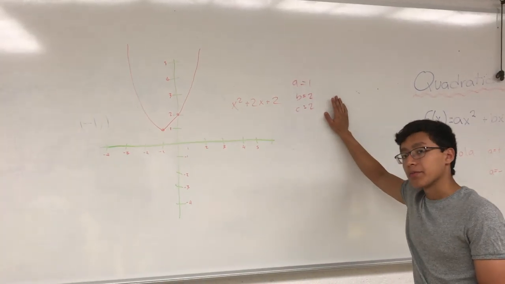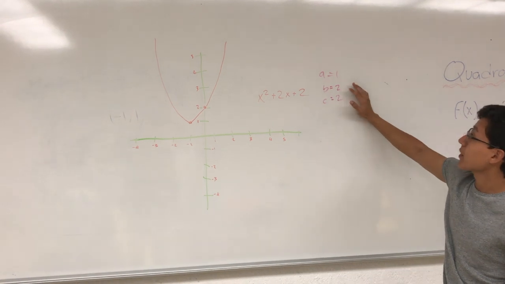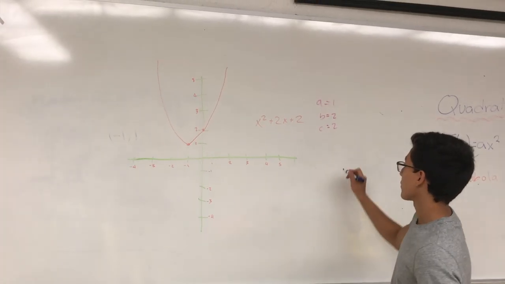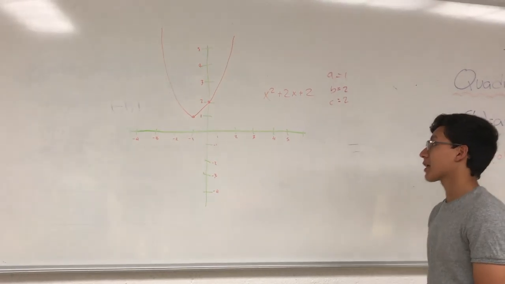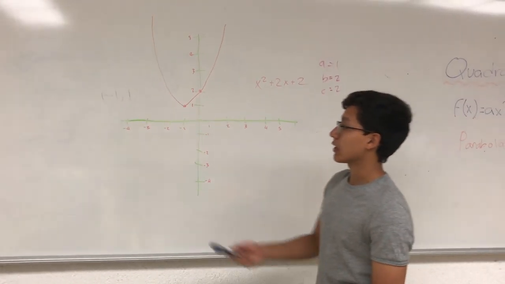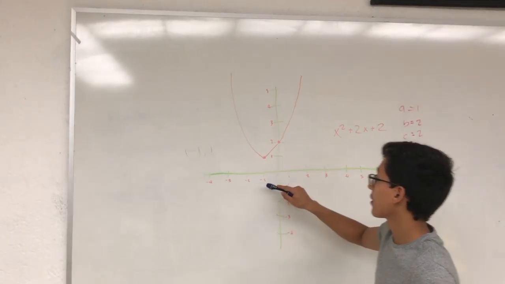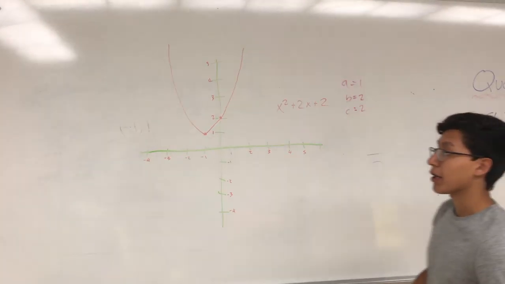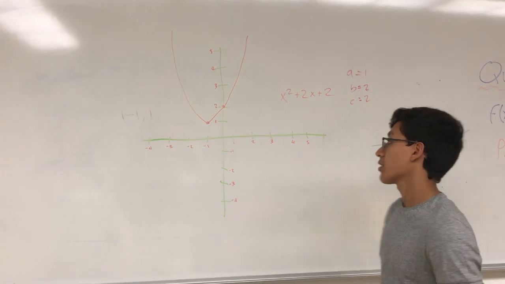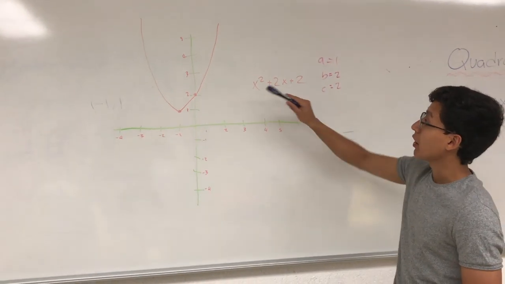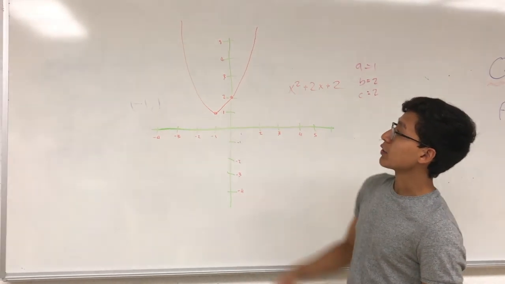Negative b over 2a. Take b and turn it negative, it will be -2, okay? And 2a, well, it's just 2. So this will give us -1. Now, this value serves as the axis of symmetry, which is the value of the x-axis that divides the parabola in half. To find the y value of the vertex, we need to substitute -1, which is the x value, into this formula, which gives 1. So that's how we find the vertex.